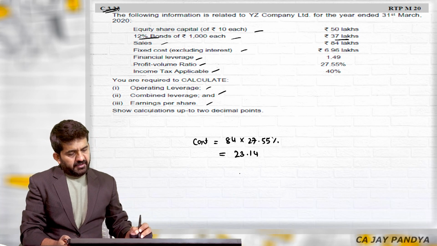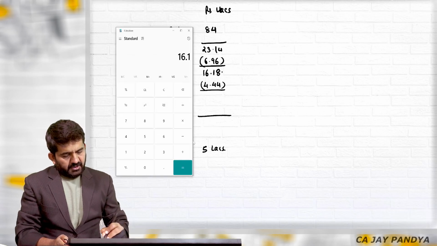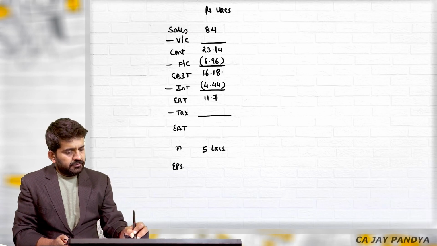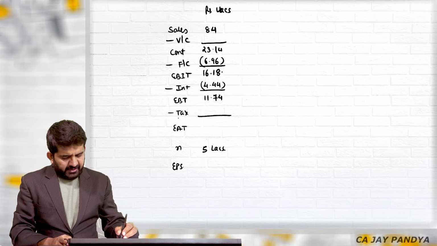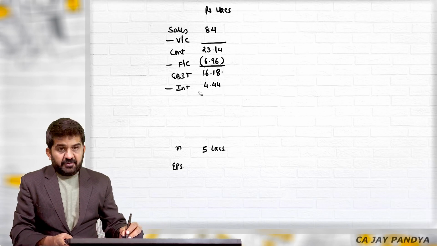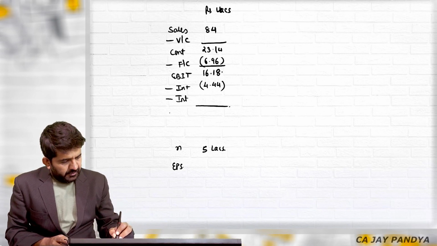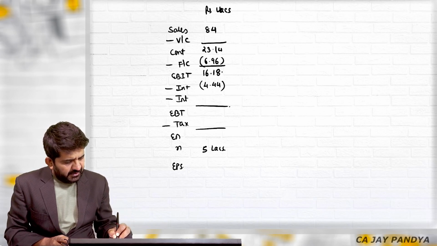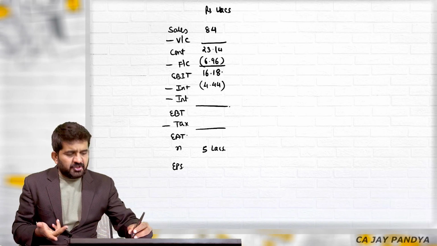Okay, financial leverage is given. EBT will be 16.18 minus 4.44, 11.74. Understand, as the degree of operating leverage is given, degree of financial leverage is given, there might be some other interest, and this will be EBT. I will deduct taxes, I will be getting EAT. Sir, which interest will be there, that we don't know, but degree of financial leverage is given. If it is matching with our answer, then it is all right.